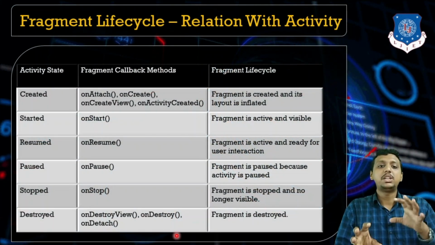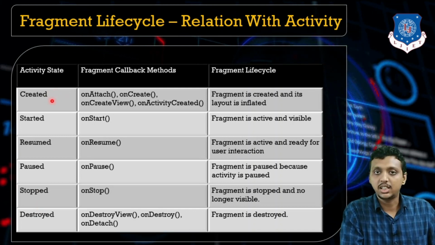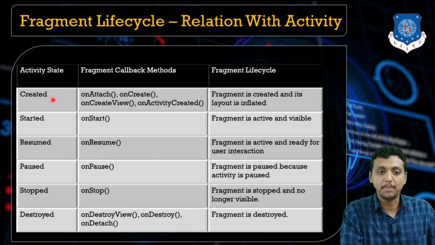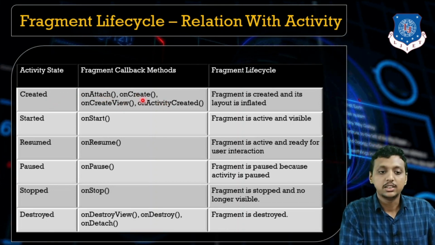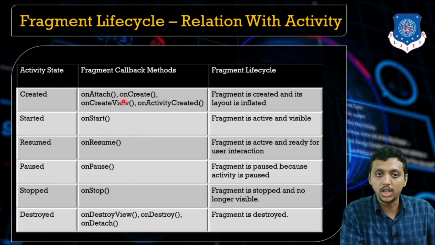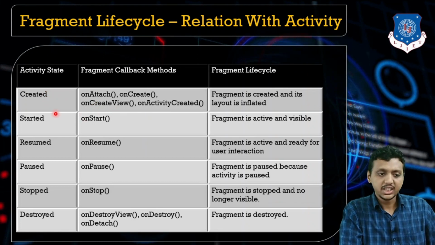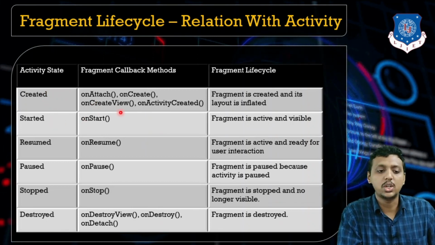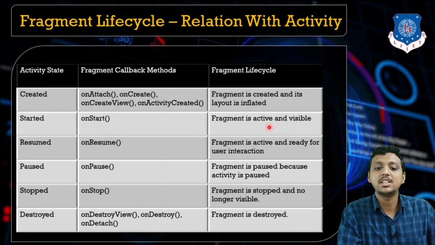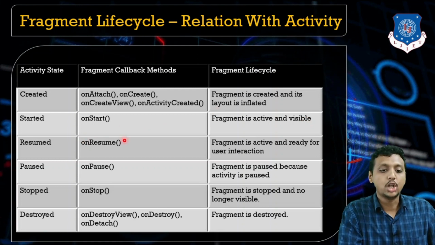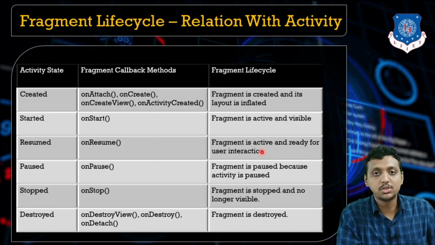What is the relation between the fragment lifecycle and the activity lifecycle? So here it is, students. When the activity state is created, four different methods of the fragment lifecycle are called: onAttach, onCreate, onCreateView, and onActivityCreated. These all four methods are called when the activity state is created. Next, when the activity state is started, students, the fragment onStart method is called, and right now the fragment is active and visible. On resume, the fragment is active and ready for user interaction.